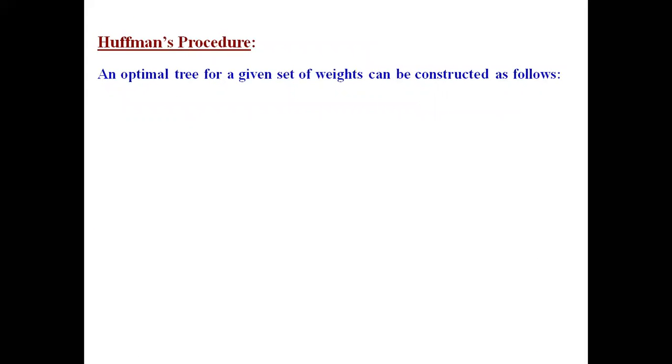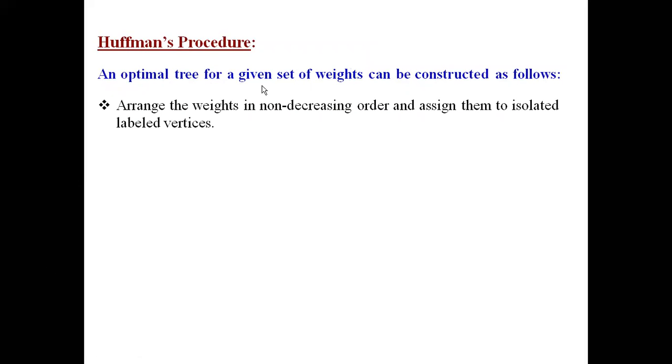Huffman's procedure. Let us understand what we do exactly in Huffman's procedure. An optimal tree for a given set of weights can be constructed as follows. In order to draw an optimal tree, that is, one which carries the minimum weight, with a given set of weights, we use the Huffman procedure. So the procedure is as below.